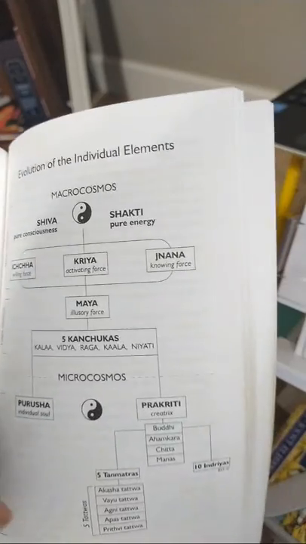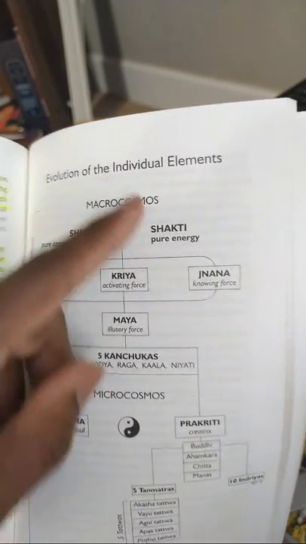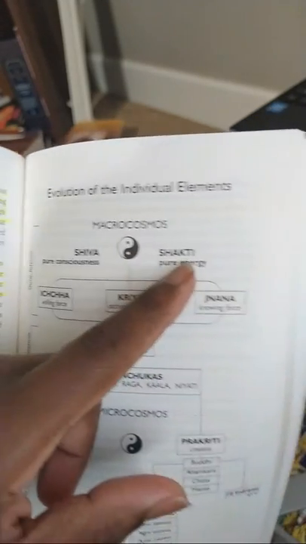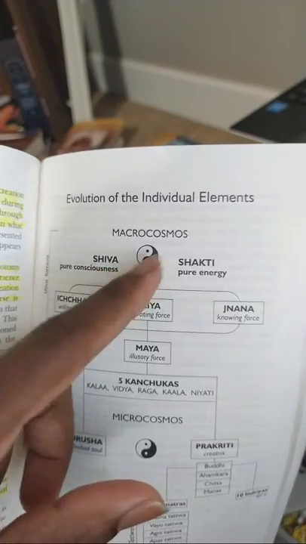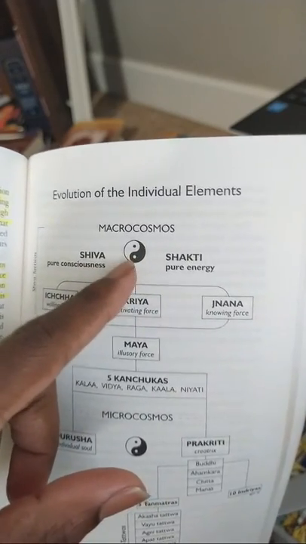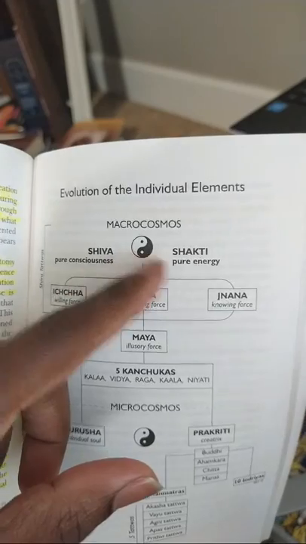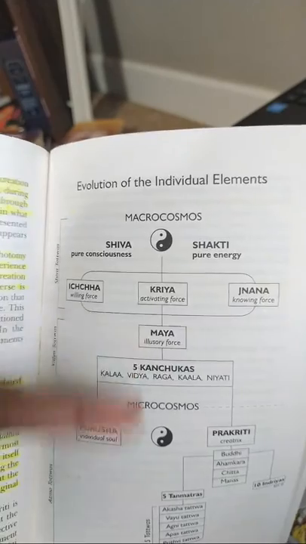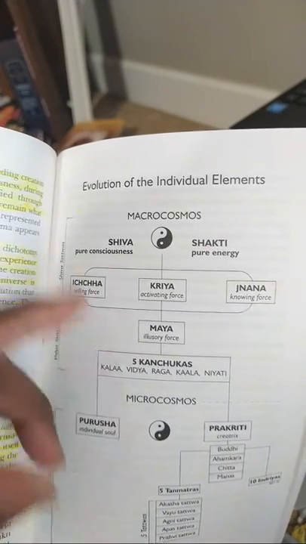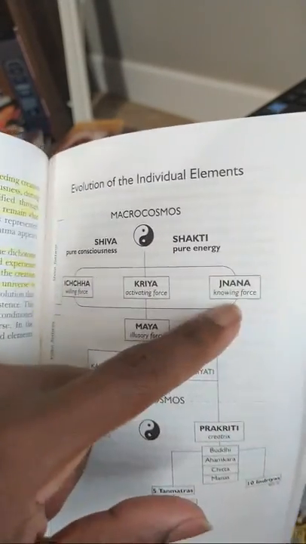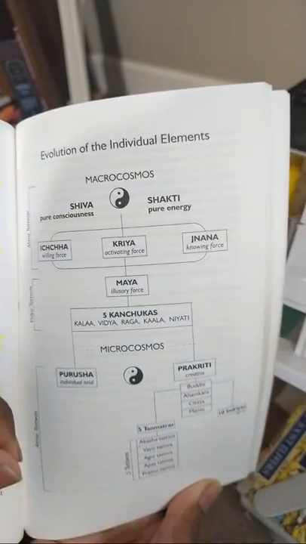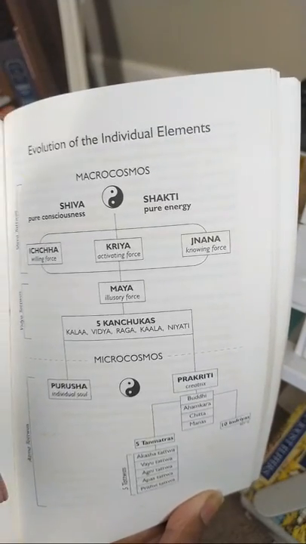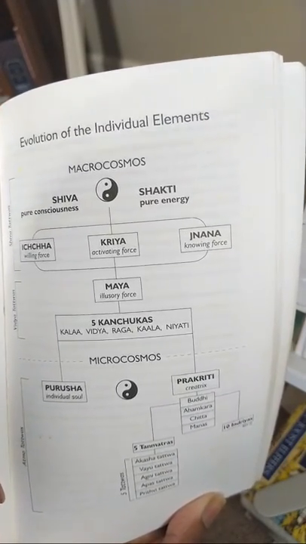Looking at this page here, you'll notice creation begins up here. Well, not even creation, existence is here, right? Pure energy and pure consciousness, the two halves of this dualistic universe, Shakti and Shiva. And from here, we begin the evolutes. Now, we learned earlier about the willing force, the activating force, and the knowing force. We learned about three different Shaktis, right? We learned about Durga. We learned about Lakshmi. And we talked about Saraswati.